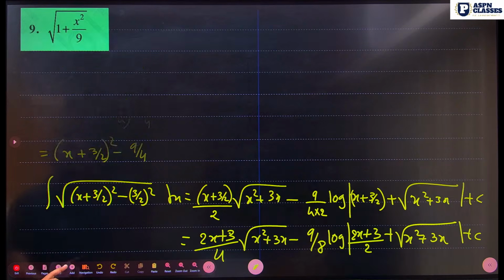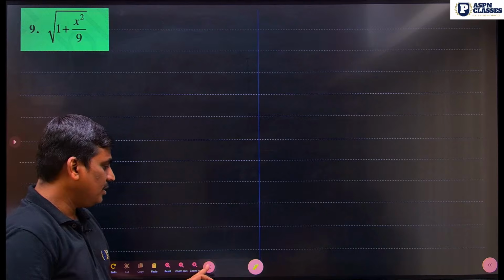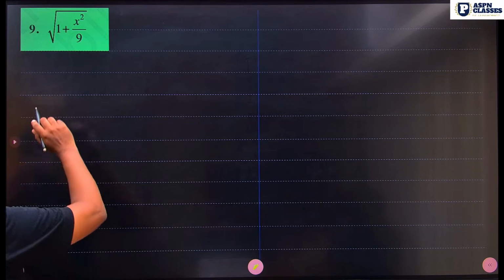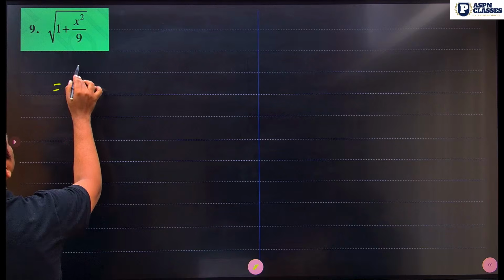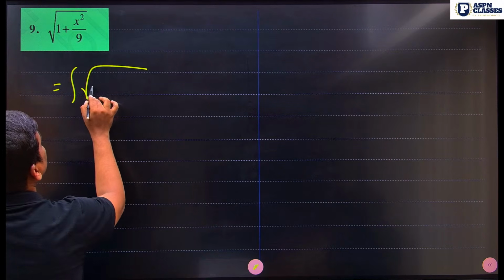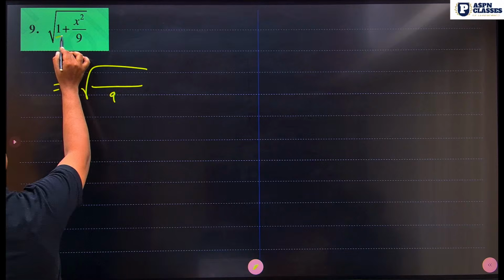Move on to the next question. Okay, so again there is one more simple question. It is the last question. So students, I'm going to take a simplification. I'm going to take 9 as the LCM. There is no number, it means 1.